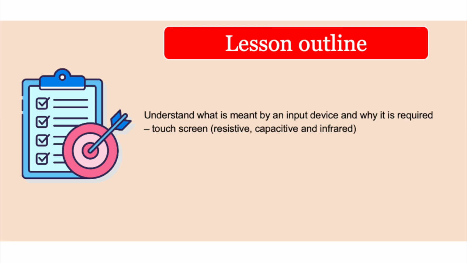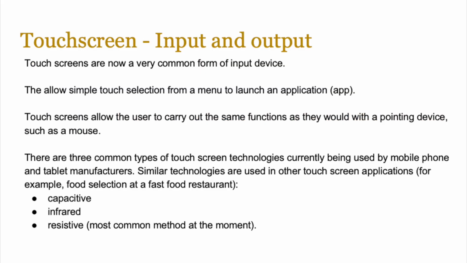Welcome back. In this lesson, we continue to look at input devices, and the focus will be on touchscreens: resistive, capacitive, and infrared types. So let's begin by looking at what touchscreens actually are. Touchscreens are hardware that can be classed as both input and output. They allow simple touch selection from a menu to launch an application, and they allow the user to carry out the same functions as they would with a pointing device, such as a mouse.